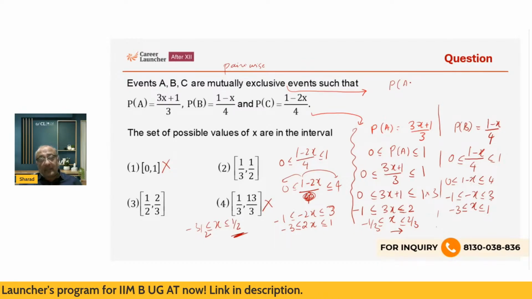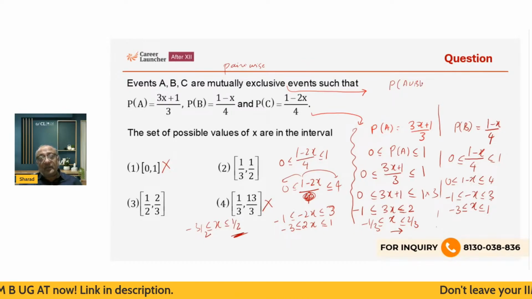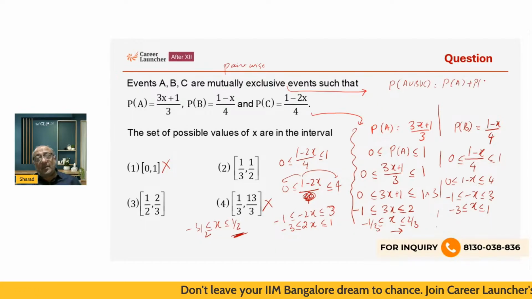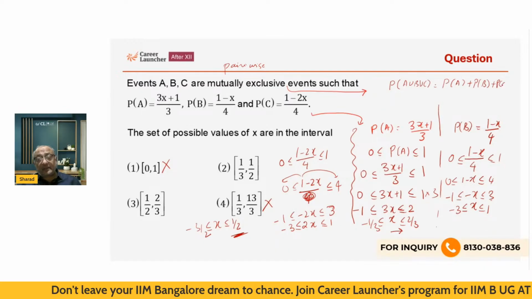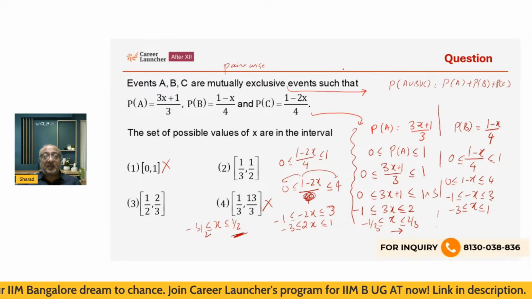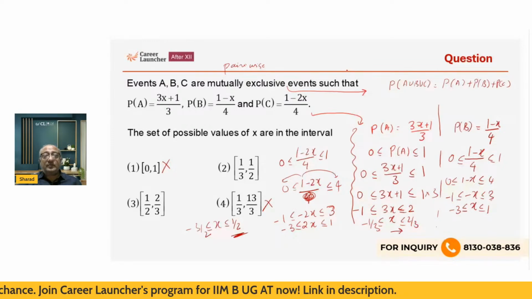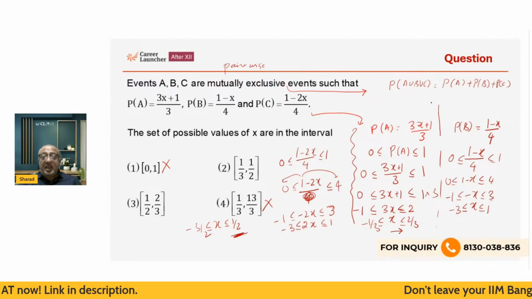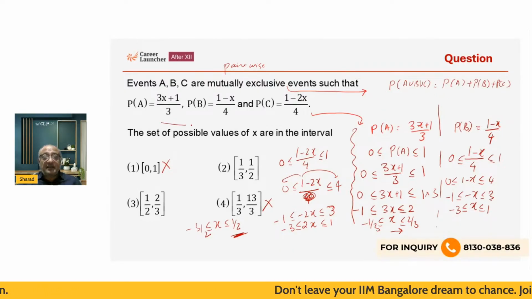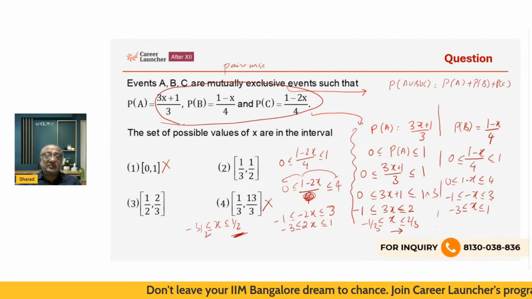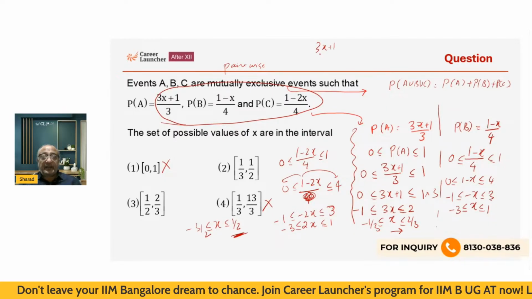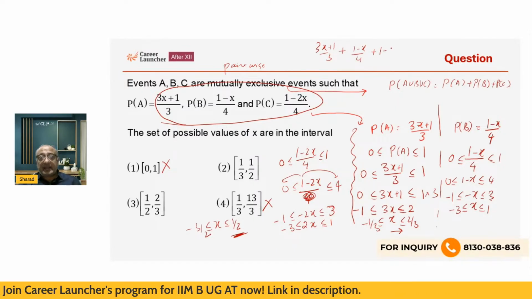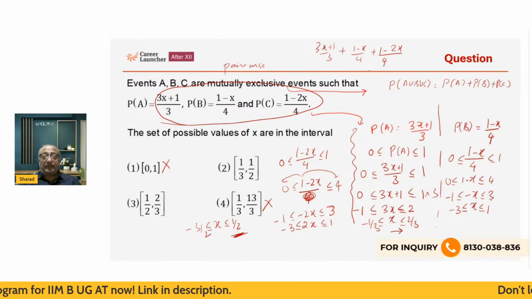Then we'll have P(A union B union C) equal to P(A) plus P(B) plus P(C). Right? This is an important step. Why? Because P(A intersection B), P(A intersection C), P(B intersection C) and P(A intersection B intersection C) will all be equal to 0. Right? If this is so, then the sum of these. Now this is a longish step. Please do this: 3x plus 1 by 3 plus 1 minus x by 4 plus 1 minus 2x by 4.